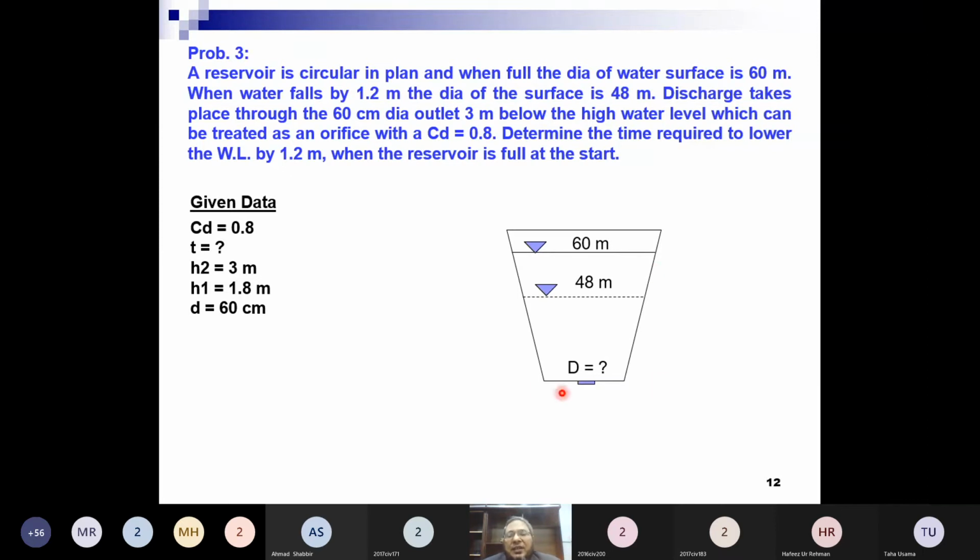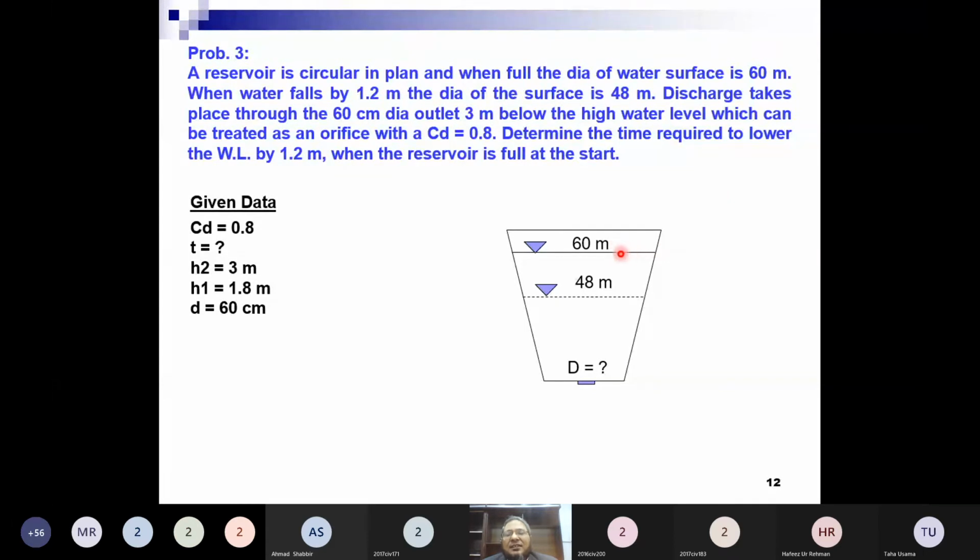First of all, we have to determine this diameter. Can we easily determine this diameter? How to find it? By considering the similar triangles, this one and this one. This depth we know is 1.2 meter, and how much will this be? 60 minus 48 divided by 2, that is 6. So this 6 over 1.8 meter, this is 1.2. So the same as this depth, which is 3 meter, over this x. So this x will come out.